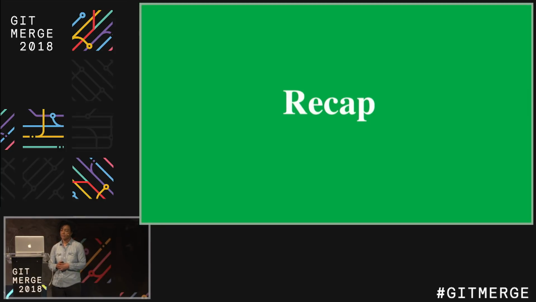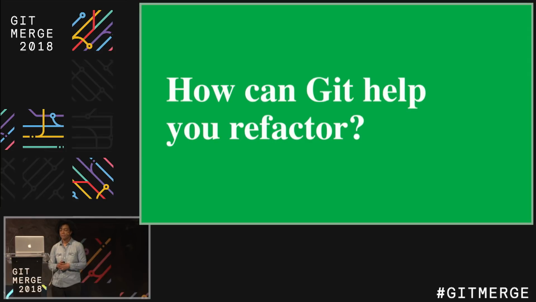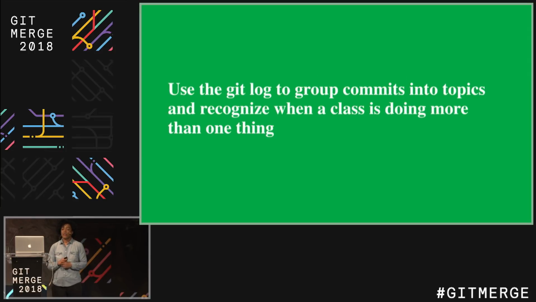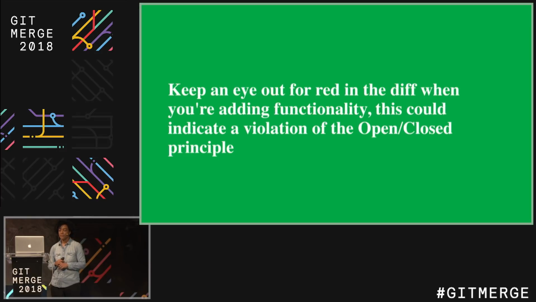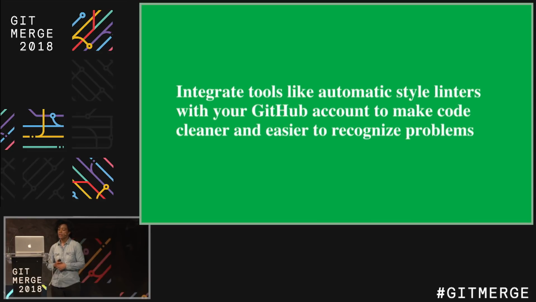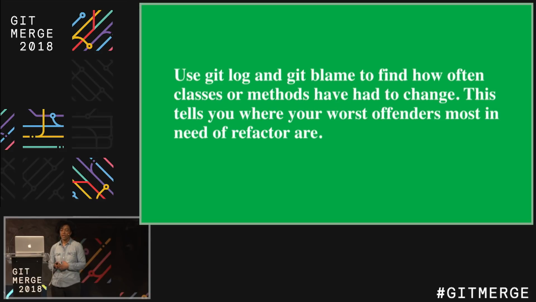So let's recap. How can Git help you refactor? You can use the Git log to group commits into topics and recognize when a class is doing more than one thing. You can keep an eye out for red in the diff when you're adding functionality. This could indicate a violation of the open-closed principle. You could integrate tools like automatic style linters with your GitHub account to make code cleaner and easier to recognize problems. Use the Git log and Git blame to find out how often classes or methods have had to change. This tells you where your worst offenders most in need of refactor are.